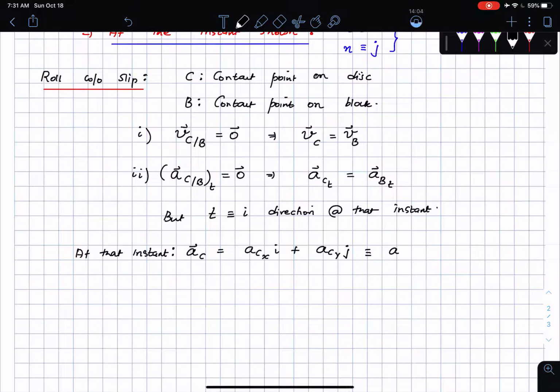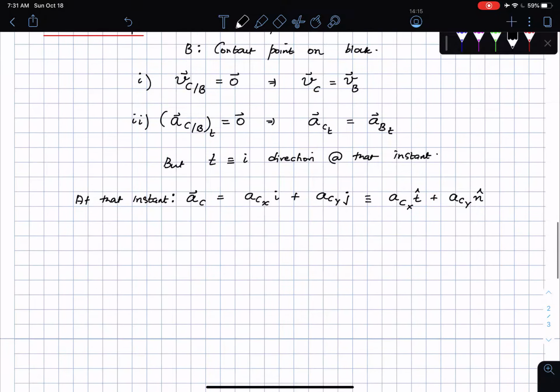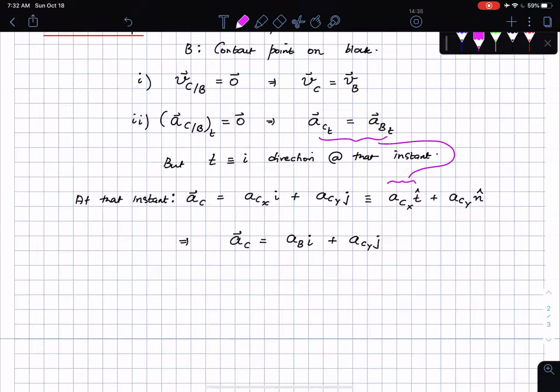Okay, this is the same as acceleration of C in the tangential direction, acceleration of C in the normal direction. Acceleration of C in the tangential direction is the same as acceleration of B. Okay, so here is what I have. Acceleration of C is now acceleration of B in the I direction and in the J direction. I'm just making use of the fact that these two quantities are the same. So I'm just substituting for that.